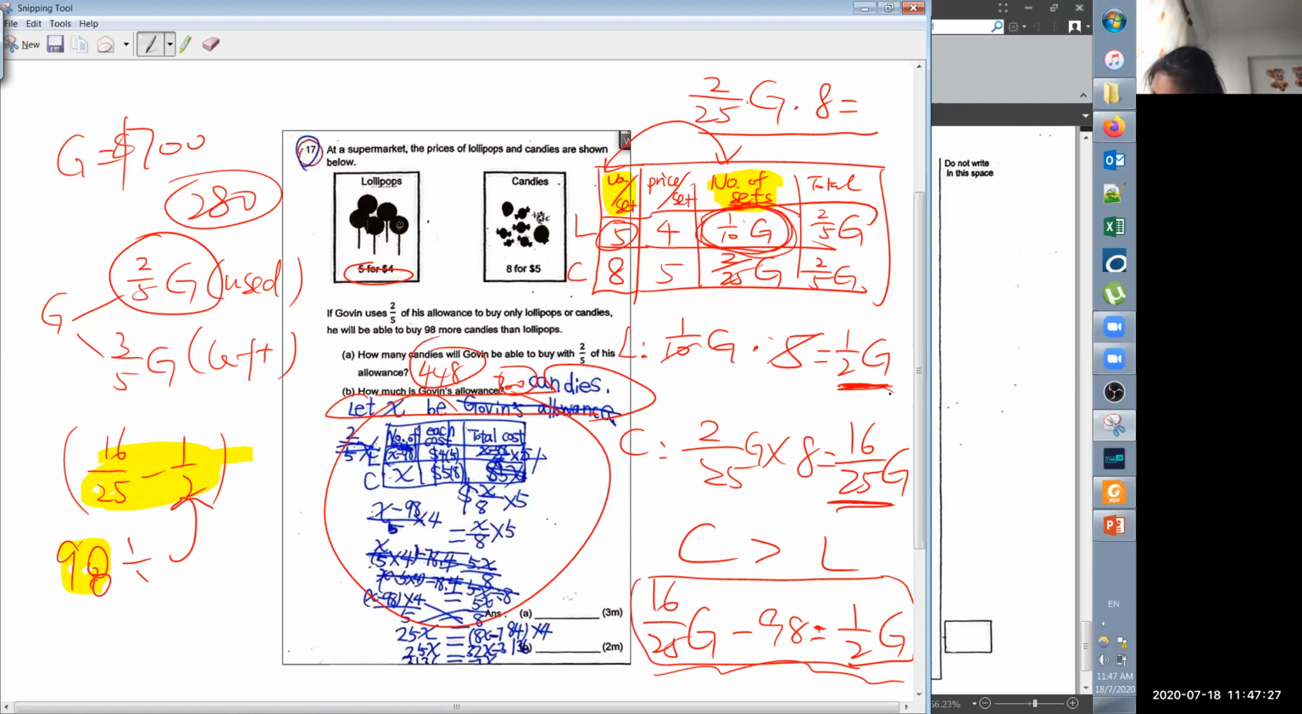By the way, this question is very common and popular. The technique to do this question is, remember, add one more column here. Alright, next.